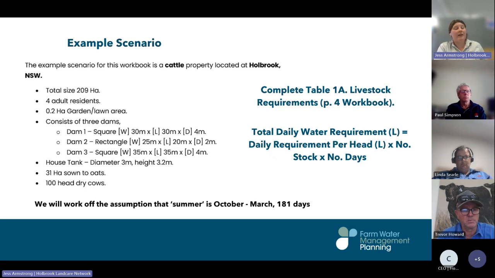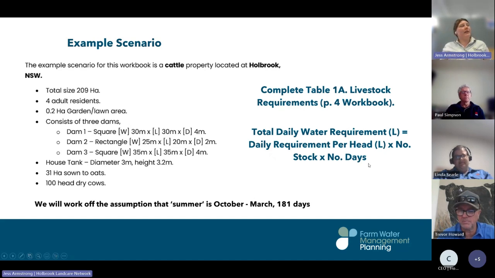We have 3 farm dams that we know are going to be reliable throughout our dry season. So we have got 2 squares and 1 rectangle. You can tell that I don't want to do the maths on a circle in the next session. We've also got a house tank. We've got 31 hectares sown to oats, and we've decided to retain 100 head of dry cows this season.